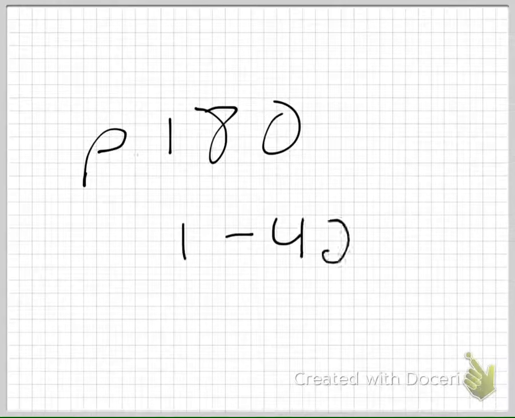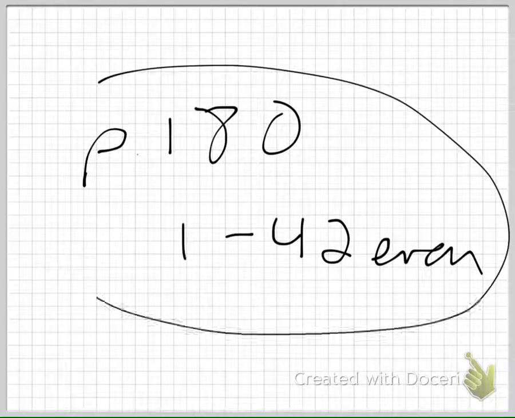Do you understand now how to do this? You all understand now how to do that? Your assignment is to do page 180, 1 through 42 even. Okay? That's your assignment.